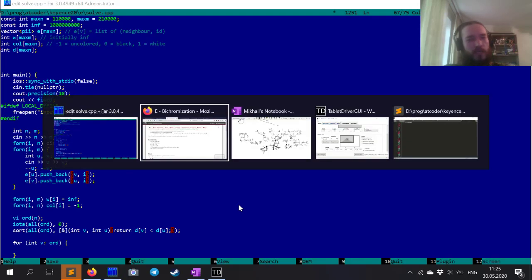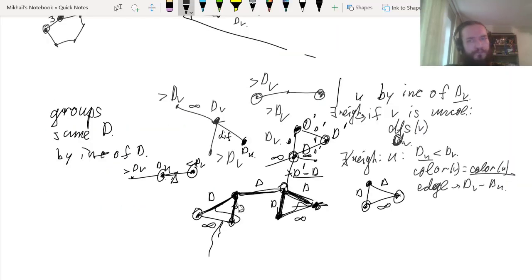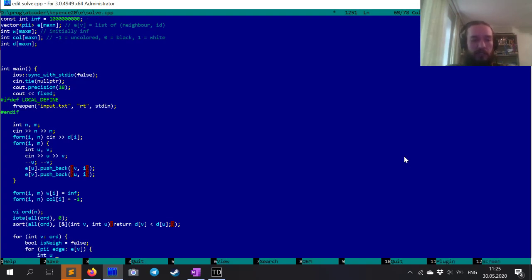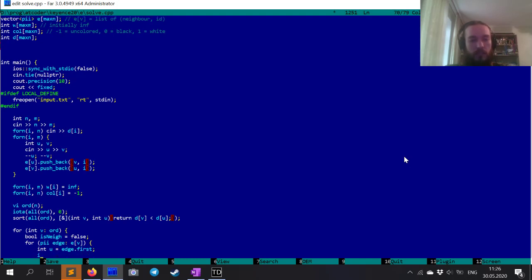So okay, so now we have these two cases, right? If there is a neighbor, or there is not a neighbor. So let's try to find the neighbor. So we iterate over all edges. So this edge leads to U. Okay, so if G of U is equal to G of V, then we have a neighbor.